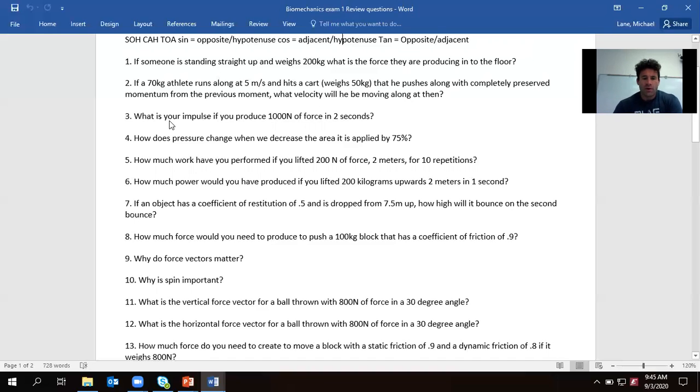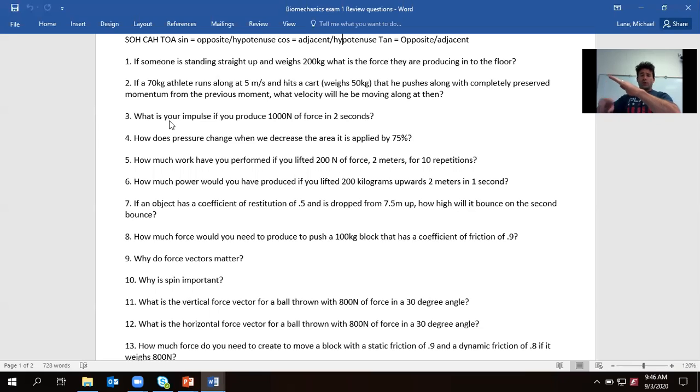All right, so number 12. What is a horizontal force vector for a ball thrown with 800 newtons of force at a 30-degree angle? Okay, and so 11 and 12 are just using the opposite of our wonderful trigonometry signs. So for a 30-degree angle, and 800 newtons is our hypotenuse. So we have then our adjacent side, and that is going to be our horizontal. And then we have our opposite, and that's going to be our vertical.